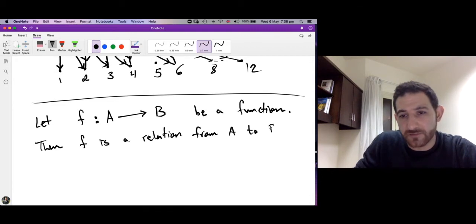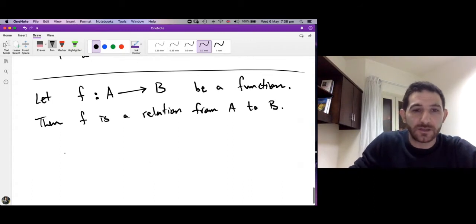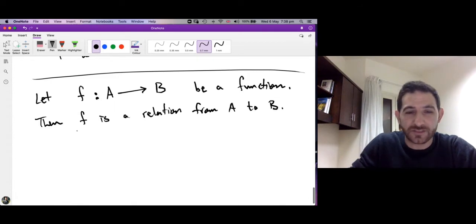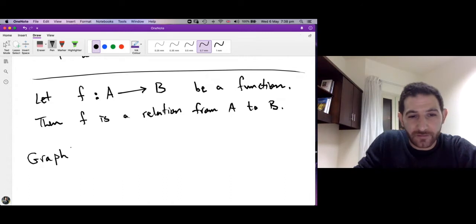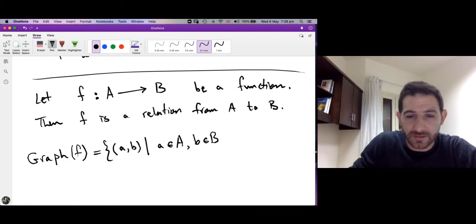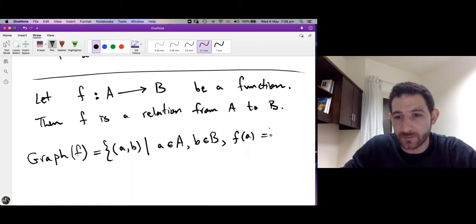Again, what is a relation from A to B? It's a subset of the Cartesian product. What is this subset? Before I say it, tell me, what do we call this subset which represents f? It's called the graph of f. So what is the graph of f? It is the set of all pairs (a, b) such that a belongs to A, b belongs to B, and the second term is the image of the first term under f. So f(a) is equal to b.